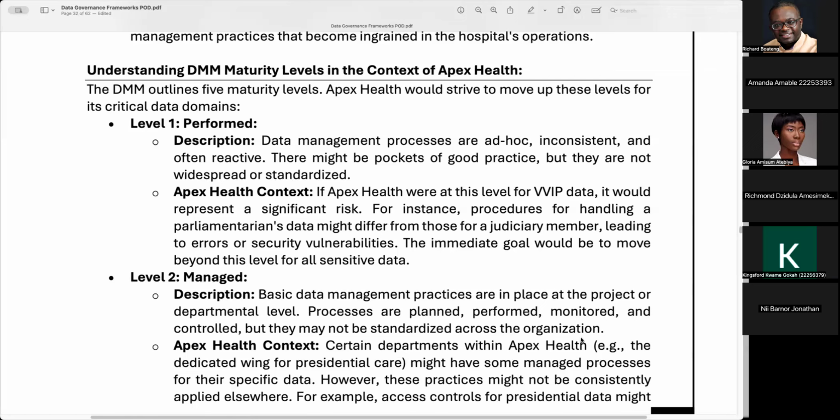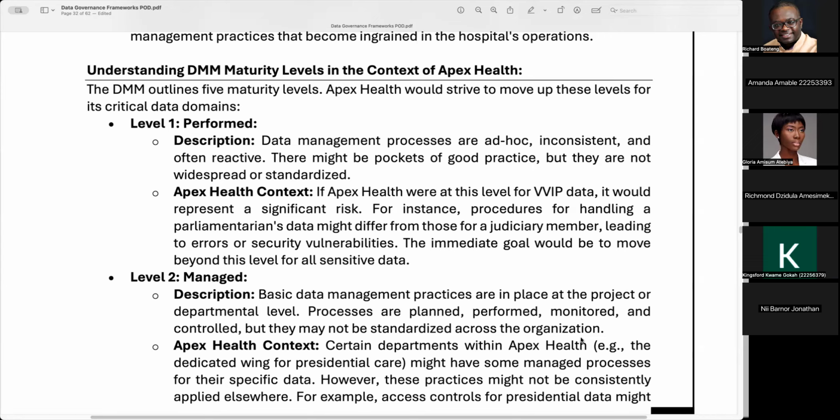Yes, achieving level 3 is a crucial target for an organization like Apex Health. At this level, processes are standardized, documented, and formally institutionalized across the entire organization. For Apex, this would mean having hospital-wide approved, documented policies and procedures for data governance, data security that meet and likely exceed Act 843 requirements, data quality management, and data operations. It means having a consistent documented process for requesting, approving, and auditing access to VVIP data that everyone follows, regardless of department. And beyond level 3?